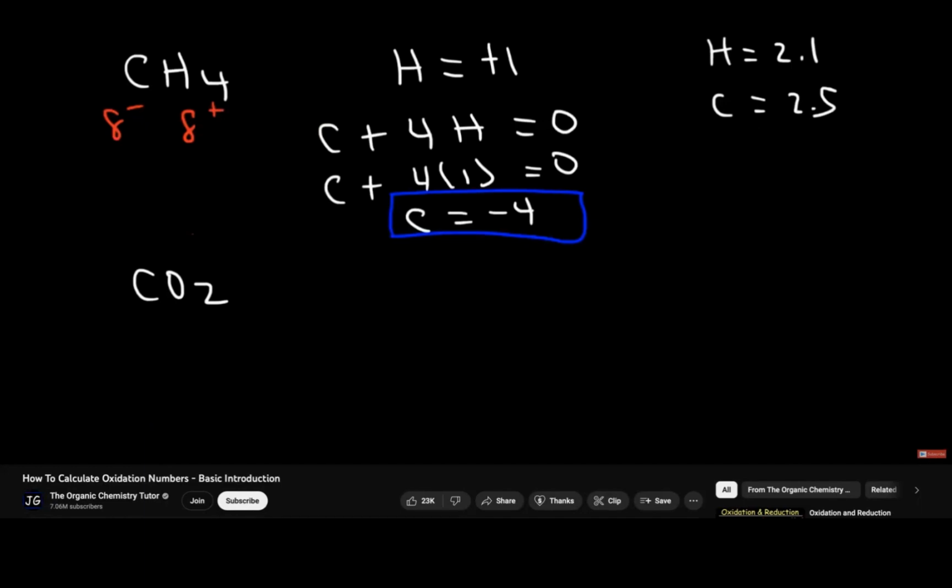So when carbon is bonded to hydrogen, carbon has a negative oxidation state. But when carbon is bonded to oxygen, it's going to have a positive oxidation state. Oxygen is negative 2, and there's 2 of them, so carbon's going to have to be positive 4 in this example. Now sometimes, you might have elements that have an average oxidation state that's not a whole number.